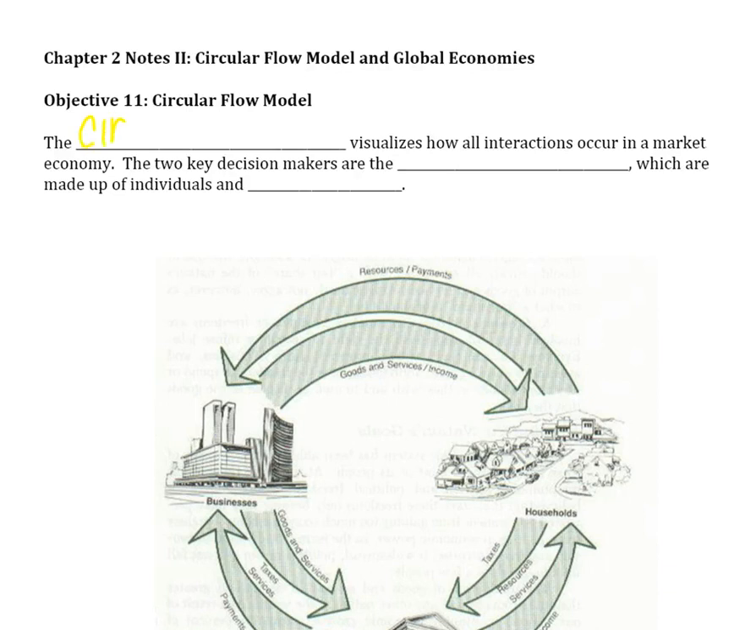So the circular flow model visualizes how all the interactions occur in a market economy. The two key decision makers are the households, which are made up of individuals, and businesses.